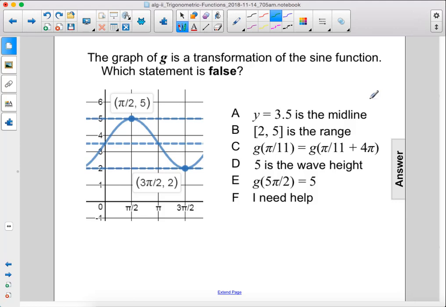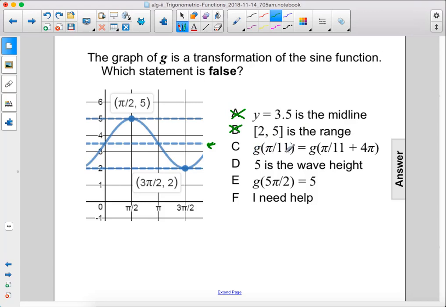The graph of g is a transformation of the sine function. Which statement is false? Y equals 3.5 is the midline. The midline is the dashed line that goes right through the middle of the graph, and that is at 3.5, so this is true. 2, 5 is the range. From 2 to 5 is the range, so this is true.